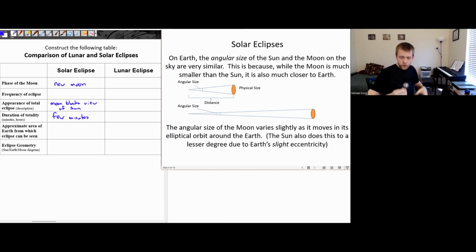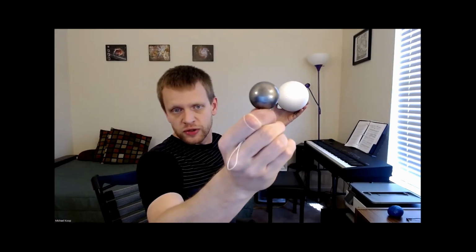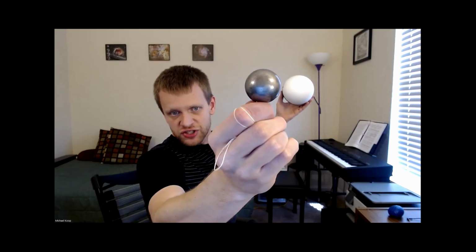Let me stop my share for a second so you can hopefully see that a little clearer. Let me try that demonstration again. The moon is a lot smaller than the sun, but if the moon is also a lot closer, if it's the right pattern, then they can be the same angular size on the sky. So the moon can just barely block the sun. The moon also does get a little bit closer to us, more likely to block out the sun, and sometimes a little bit further away, less likely to block out the entire sun.